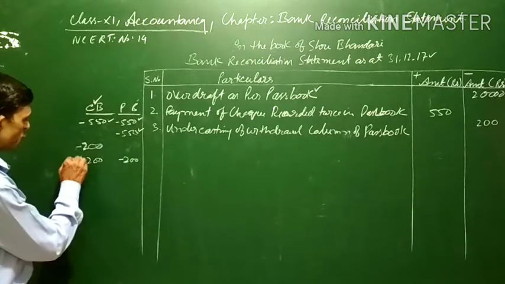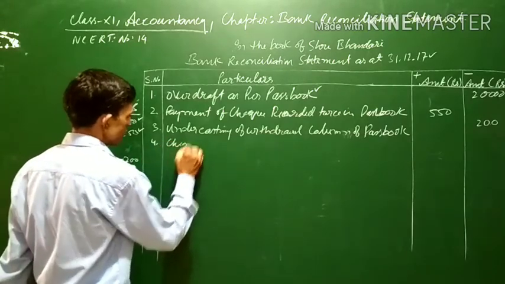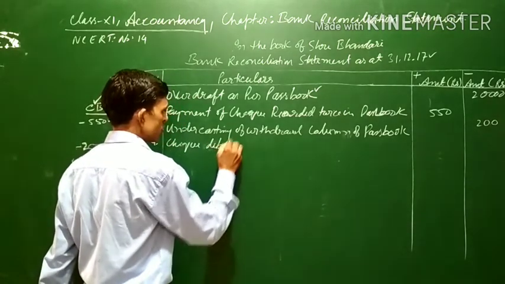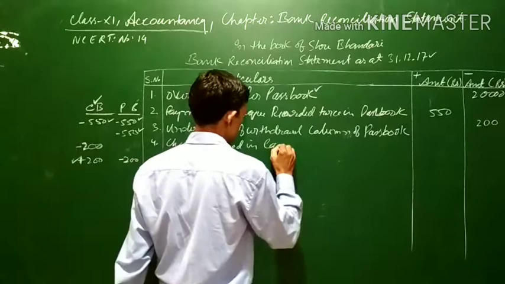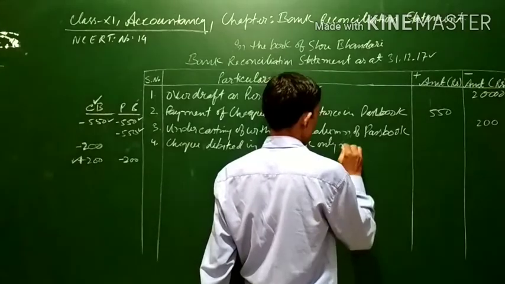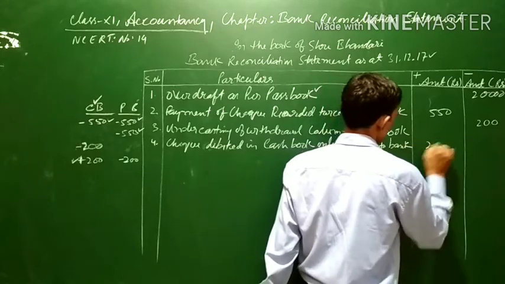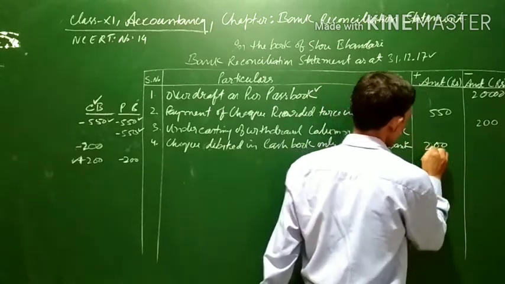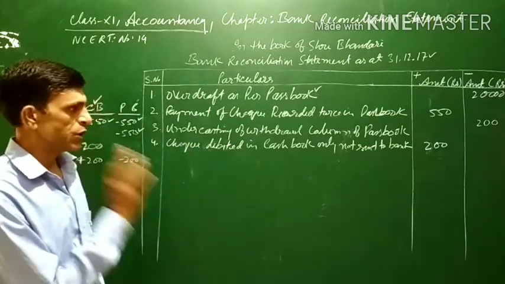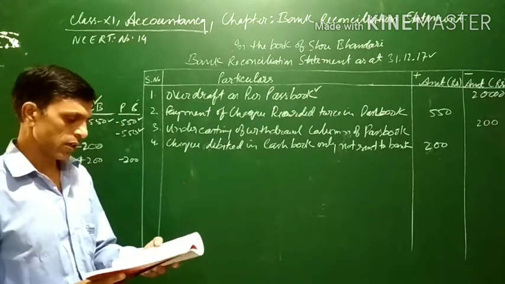So what has happened in the cash book? 200 excess balance will be reflecting in the cash book. So we will be writing here: check debited in cash book only, not sent to bank, 200. Because it has been entered in the receipt side of the cash book but was not sent to bank, more balance of 200 will be reflecting in the cash book.